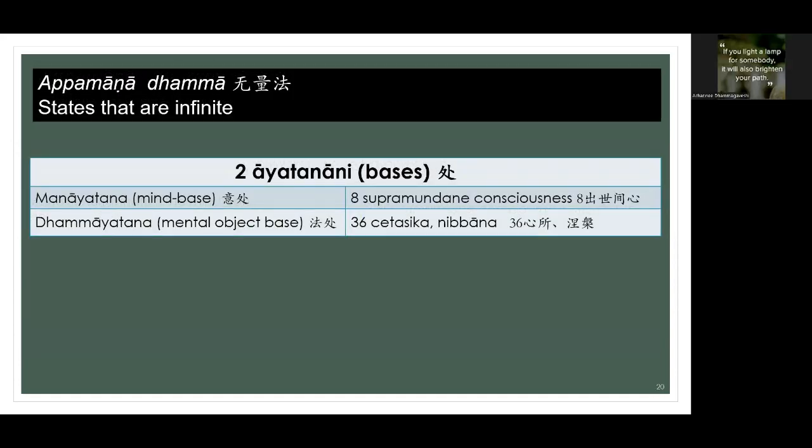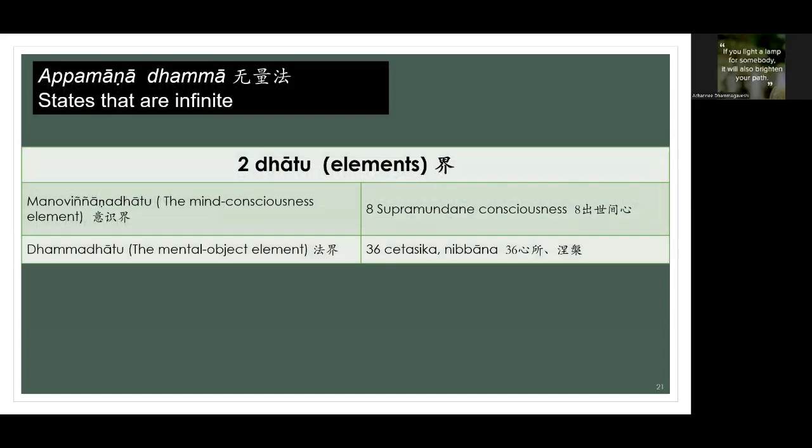All 8 Lokuttara Chitta are classified under Manayatana, mind base. The 36 Cetasika and Nibbana fall under Dhammayatana, mental object base. Similarly, we get 2 dhātu, the 8 Lokuttara Chitta are classified under Mano Vijnana Dhātu, mind consciousness element, and the 36 Cetasika and Nibbana are classified under Dhamma Dhātu, mental object element.